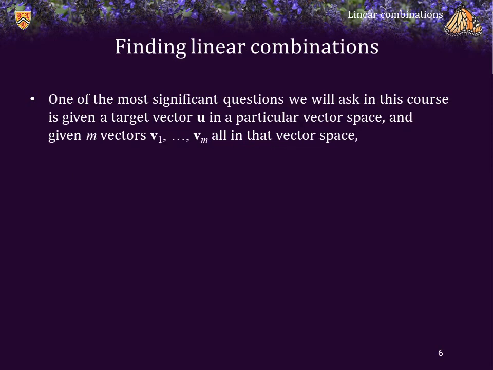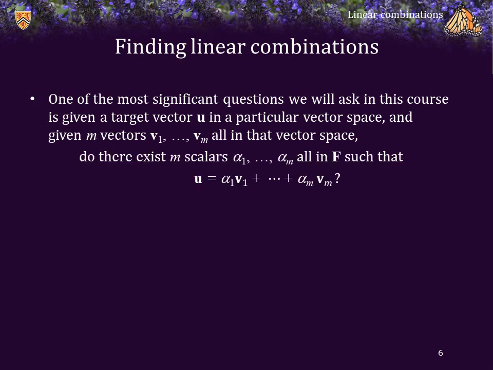Now, one of the most significant questions we will ask in this course and try to find an answer for is: given a target vector u in a particular vector space and given m vectors v1 through vm also all in that same vector space, do there exist m scalars alpha 1 through alpha m, all in the field F, such that u is this linear combination of the vectors v1 through vm? That's actually a very difficult question and a significant component of this course.